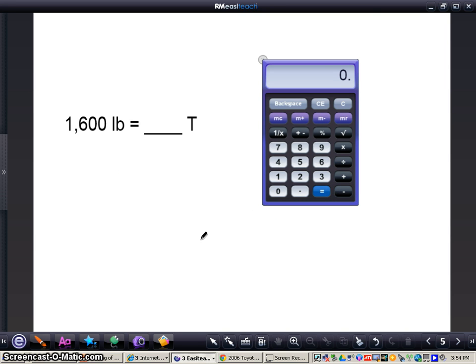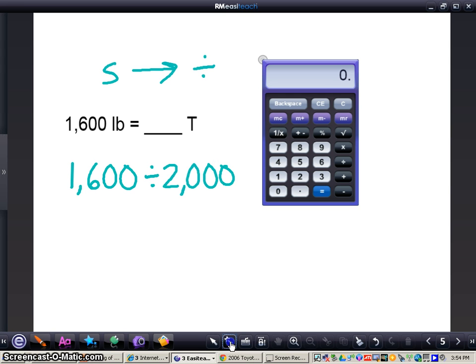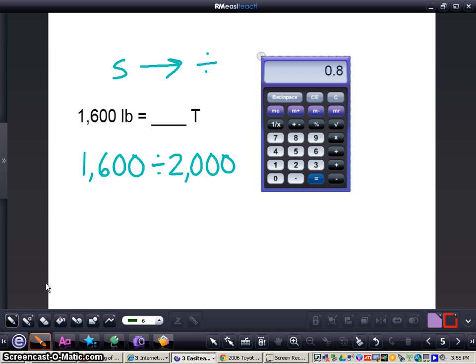Now we're going to take a look at figuring out how many tons 1,600 pounds equals. We need to remember that we are going from smaller to larger. Because we're doing that, we're going to divide. So we'll take 1,600 and divide that by 2,000. We're going to get a decimal for this, so we just punch it right in our calculator. 1,600 divided by 2,000 equals 0.8 or 8/10. So 1,600 pounds equals 8/10 of a ton. You can just punch it right into your calculator just like that.